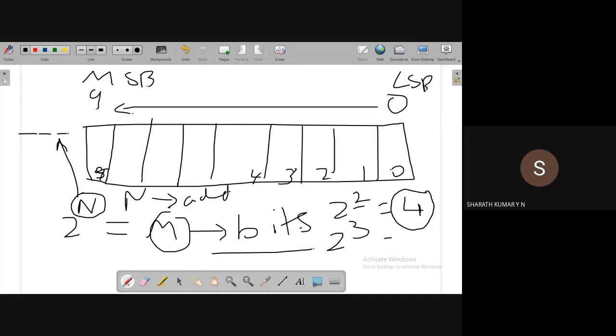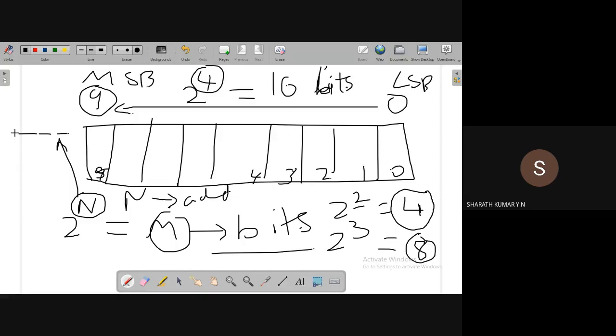2 power 3, we can access a maximum of, what is 2 power 3, guys? 8. A maximum of an 8-bit register. So for a 10-bit register we need at least, sorry, we need 4 address bits, so that with 4 address bits we can access a maximum of, what is 2 power 4, guys? 16. 16 locations or 16 bits. Yes, any doubt in this?